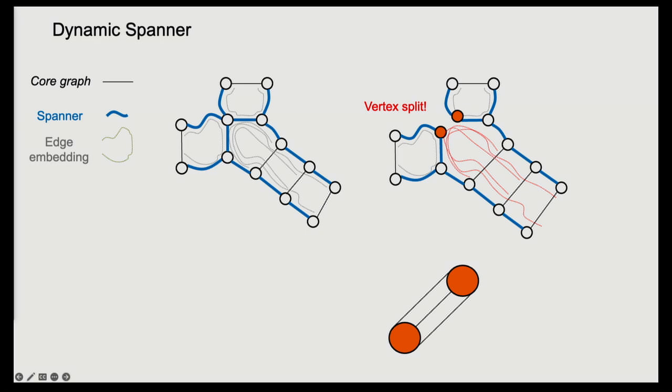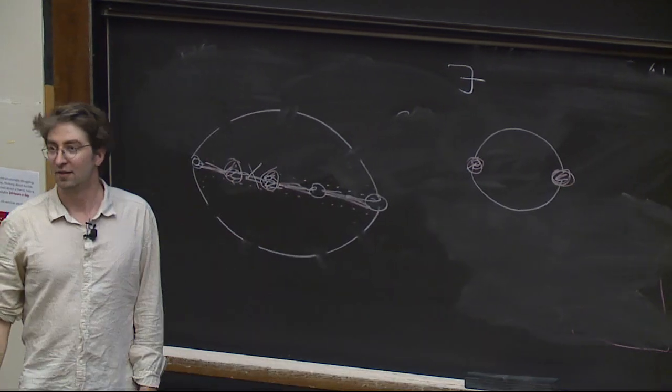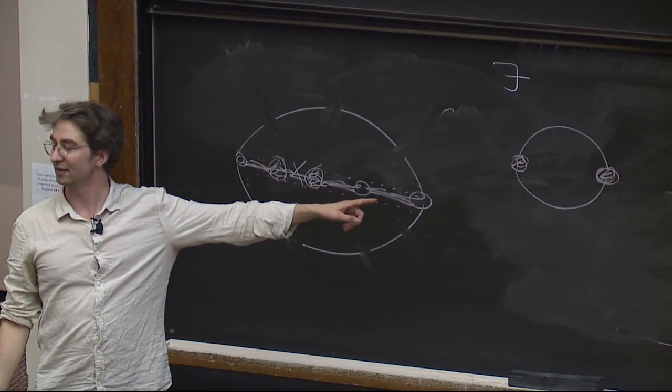Now I'm going to build a spanner using these edges on the orange vertices. Let's say that this little graph is J. Can somebody tell me a spanner in this little graph?